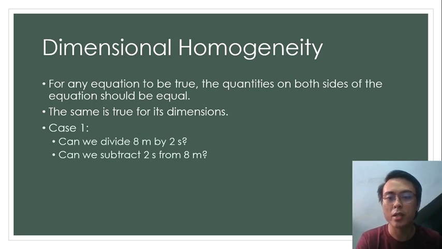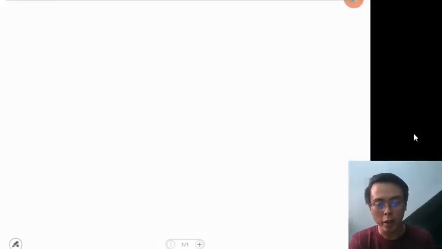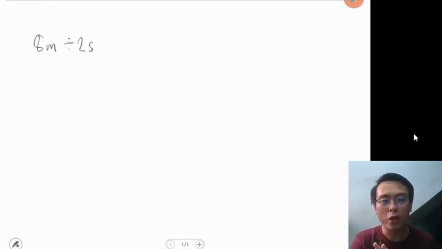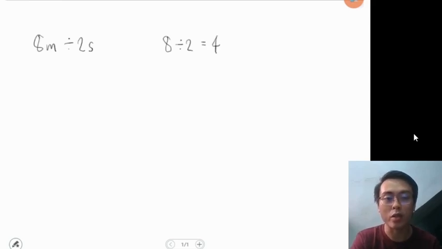Okay, let's take a look at this case. Case number one. Can we divide 8 meters by 2 seconds? If there were no units, if I was just asking you, what is 8 divided by 2? Even if you're still in elementary, you know that the answer is 4. That's a very basic equation. 8 divided by 2 is 4.